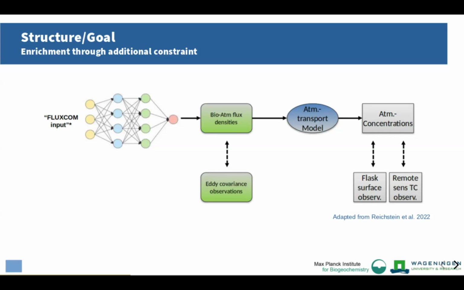We are using atmospheric information, and the full schema of what we'd like to achieve is this, where we are transporting these fluxes and then doing our constraint against observations of atmospheric concentration. But for this published study that I'd like to share with you today, we wanted to test whether atmospheric information could validly or productively enrich the information available to the model.